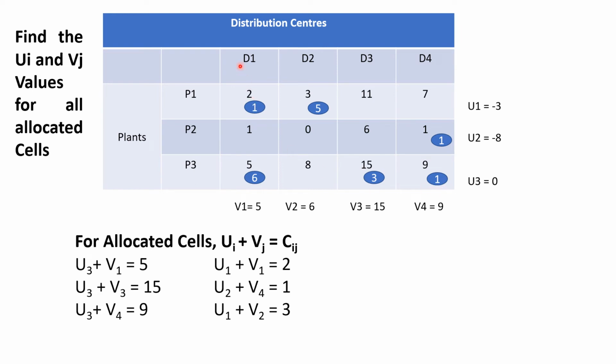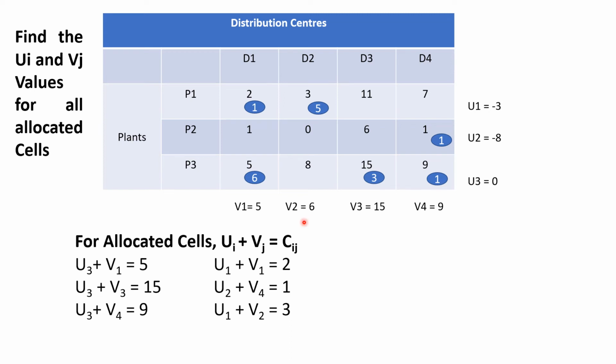Similarly, column wise, if I go, 2 allocations in the first column, 1 allocation in the second column, 1 allocation in the third column, and 2 allocations in the fourth column. So the highest number of allocations is in row 3, P3. So we assume the corresponding multiplier u3 to be 0. You can assume any of the multipliers to be 0, but if you assume the multiplier of the row or column which has the highest number of allocations to be 0, in that case you have to go for the minimum number of computations, right?